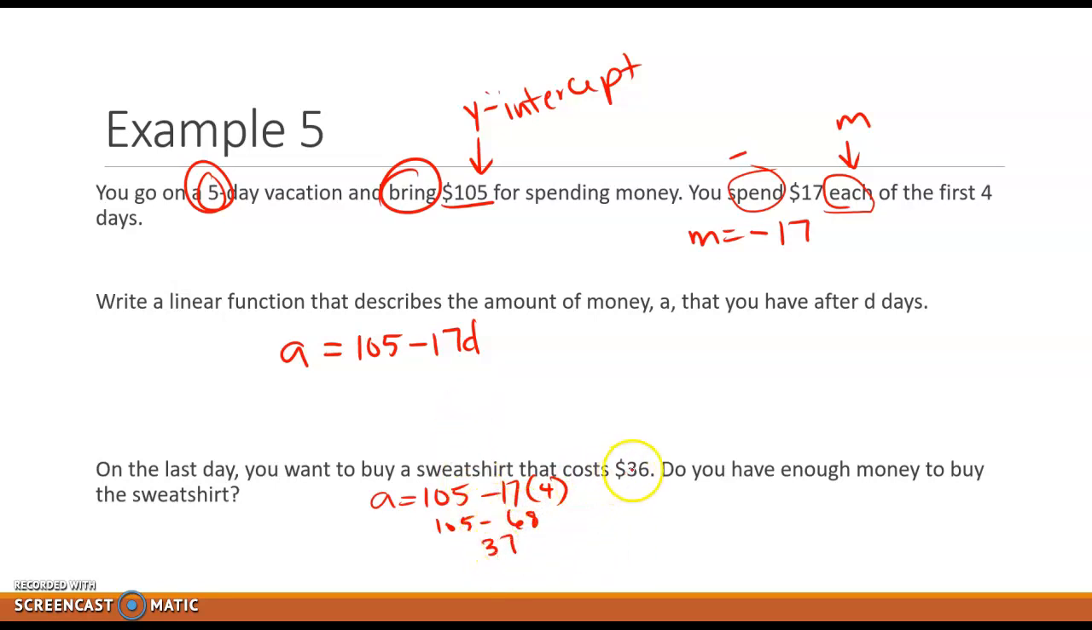And so 37 is greater than 36. So yes, we have enough, with $1 left over. All right. If we were less than 36, then we wouldn't have enough. And I believe that, yep, is the end of our lesson for 4.3.